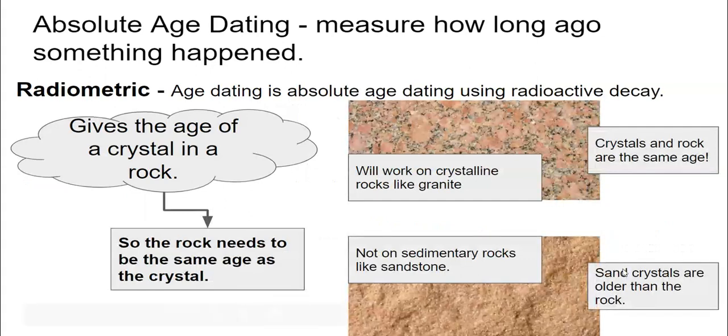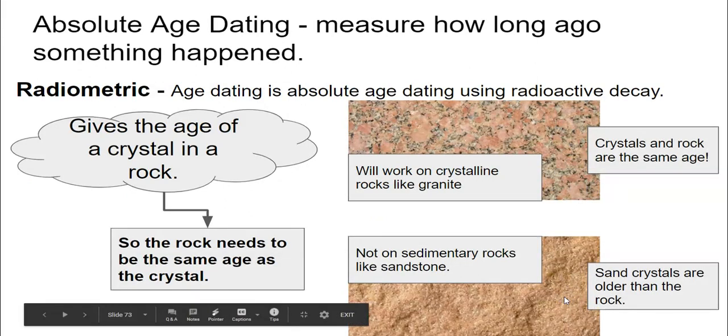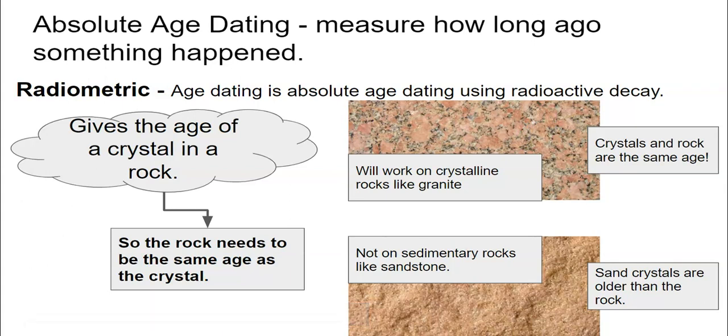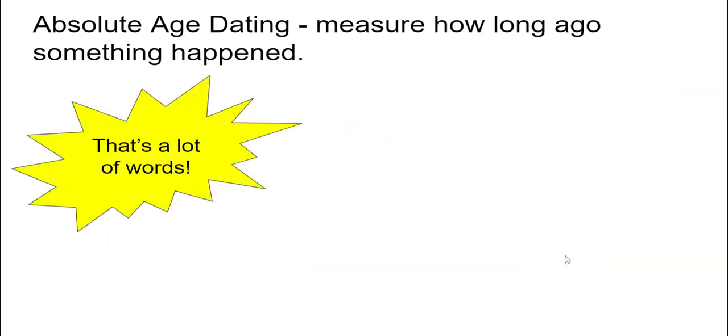In either case, these crystals are not the same age as the rock. These crystals are the same age as the rock. Therefore, you can use radiometric age dating to find the age of a crystalline rock like granite. You cannot use it to find the age of a sedimentary rock like sandstone.